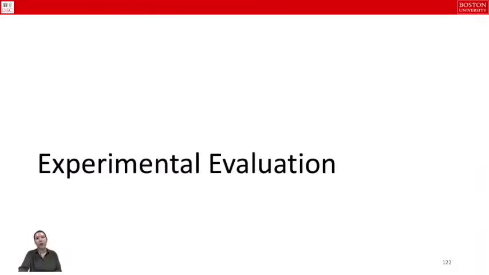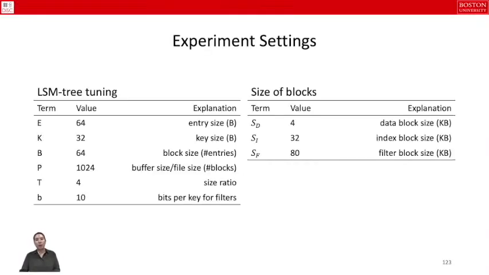From now on, I am going to show you the experimental results of Shamba. We compare the performance of Shamba to our in-house LSM tree prototype based on the state-of-the-art LSM design. The left table shows the LSM tuning parameters we used, entry size of 64 bytes and key size of 32 bytes. We set BMP to minimize the size of the data block. 10 bits per element is used for the Bloom filter. The right-hand table shows the resulting block sizes.